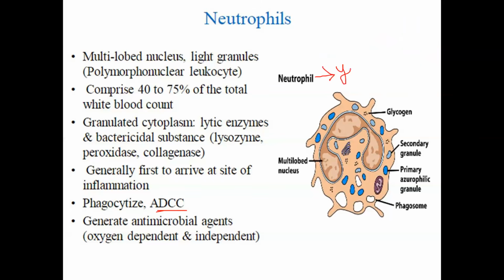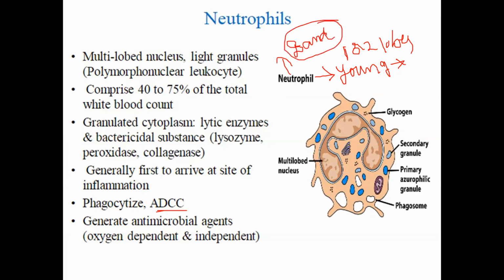All the students remember, friends, remember my words. When the neutrophil is in the young condition, only one or two lobes are present. That's all. So young neutrophil is called a band. Anything is same, friends. Young neutrophil is called as what? Band, because it contains only one or two lobules.